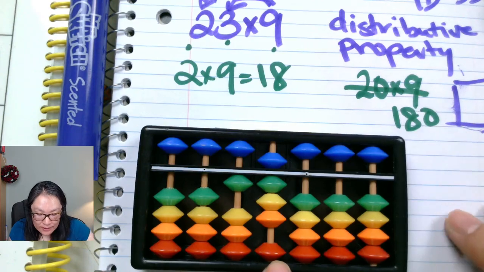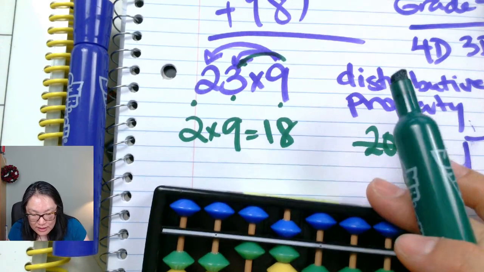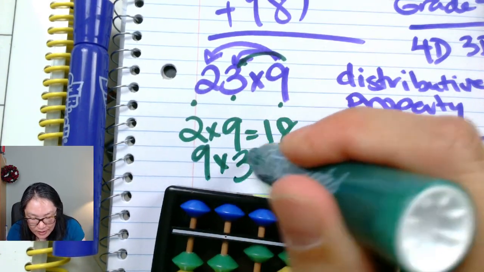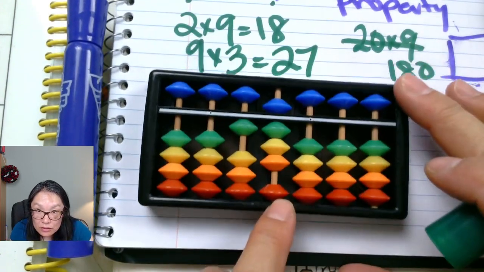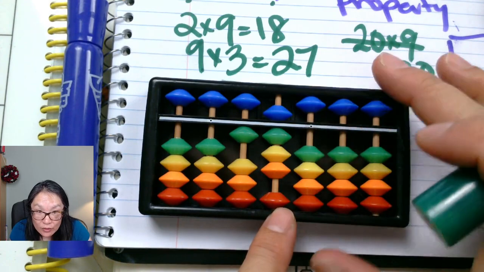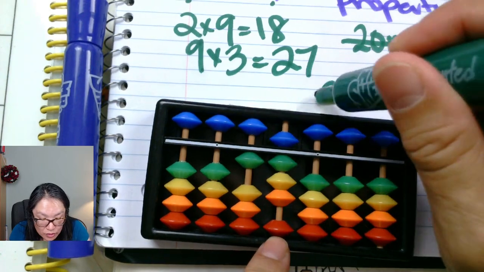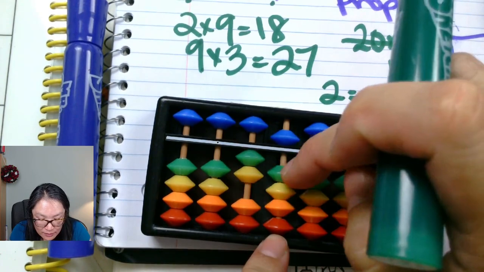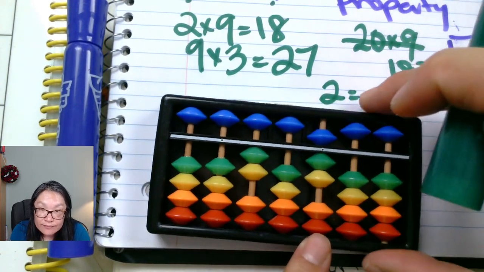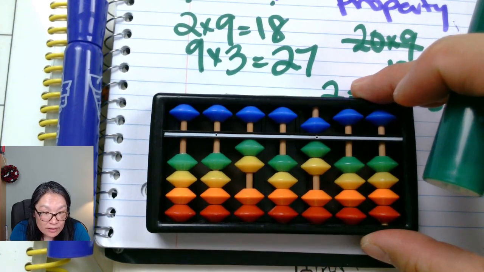So then what's next? We're going to do 9 times 3 is 27. Add the 2, add the 7. We know how to add the 2. How do you add the 2? 2 is equal to plus the 10 minus the 8. Plus the 10 minus the 8 plus the 7. So my final answer is 207.